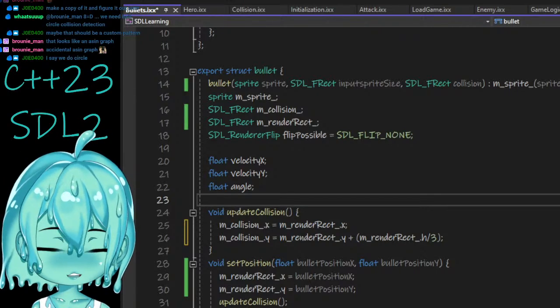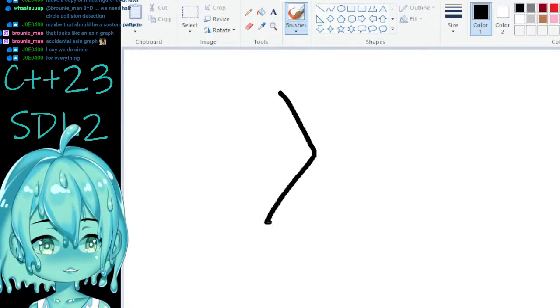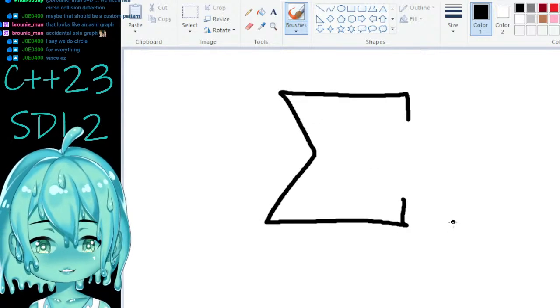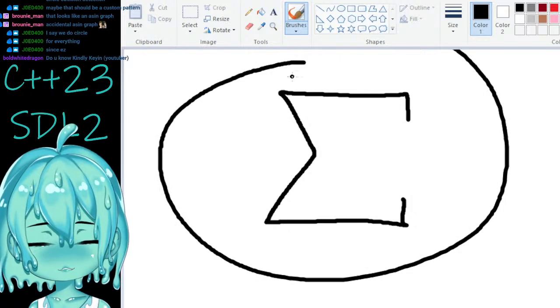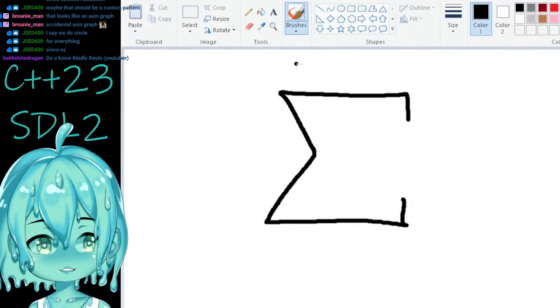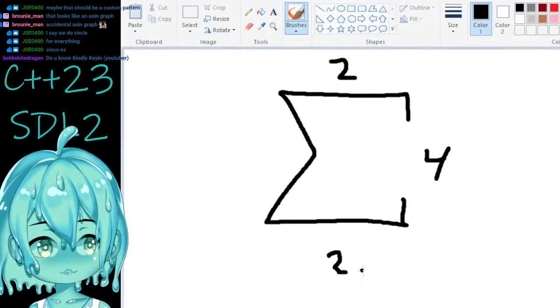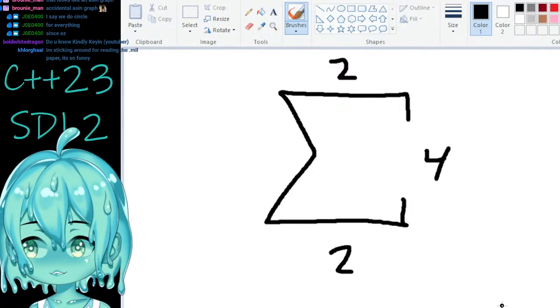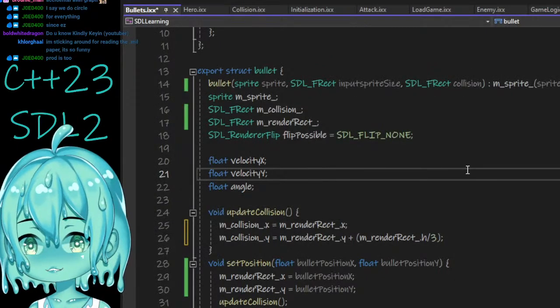Oh, hold on. Let me bring up paint here. Did you guys know? I just found this out today. Did you guys know this symbol in math? Did you guys know that this is just a for loop? I didn't know that. It's a for loop. Maybe I'm a moron. I didn't know calculus was that easy.